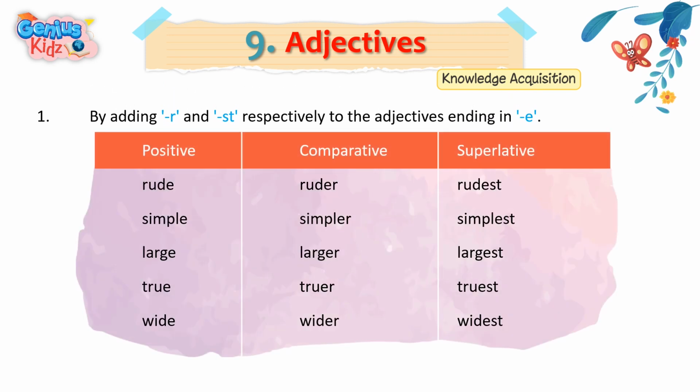1. By adding "r" and "st" respectively to the adjectives ending in "e". Positive, comparative, superlative: rude, ruder, rudest; simple, simpler, simplest; large, larger, largest; true, truer, truest; wide, wider, widest.